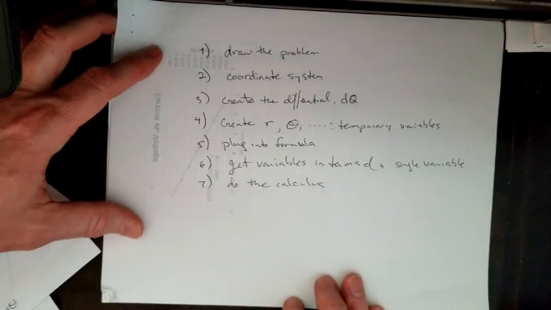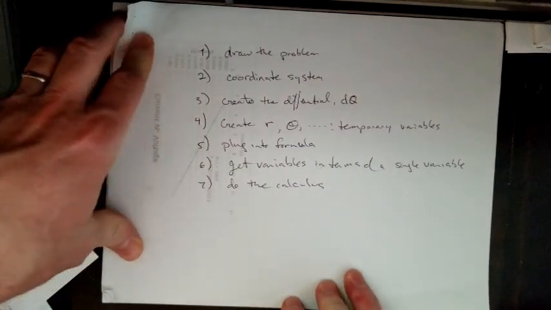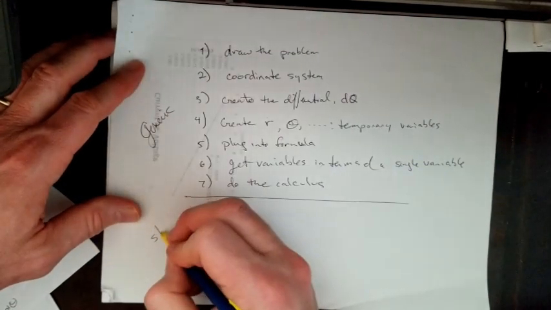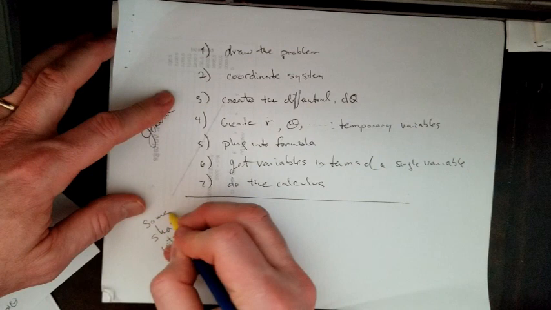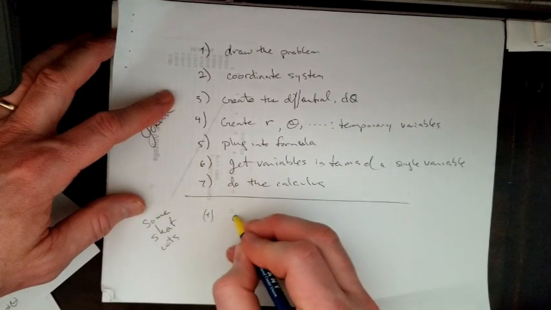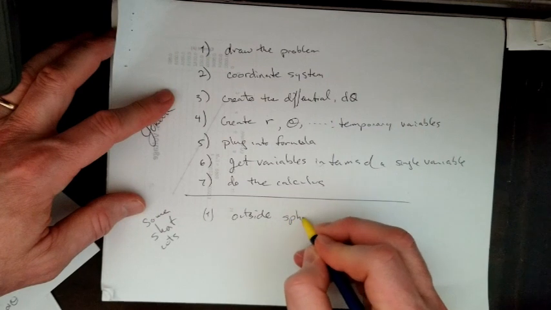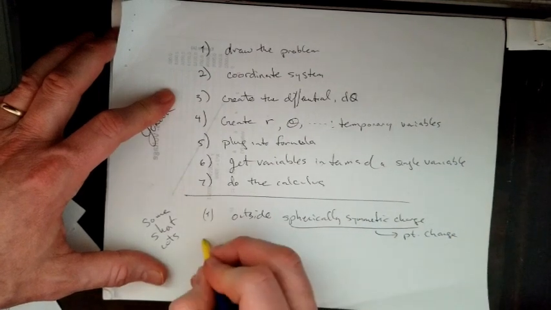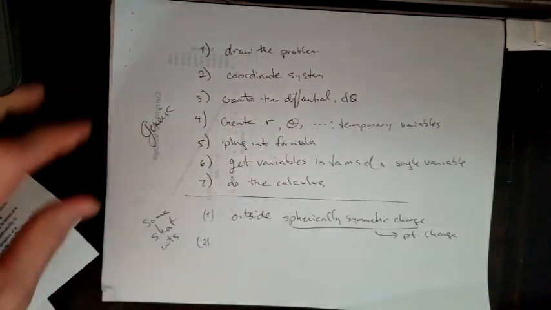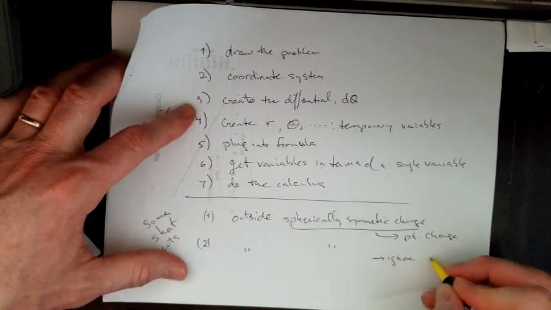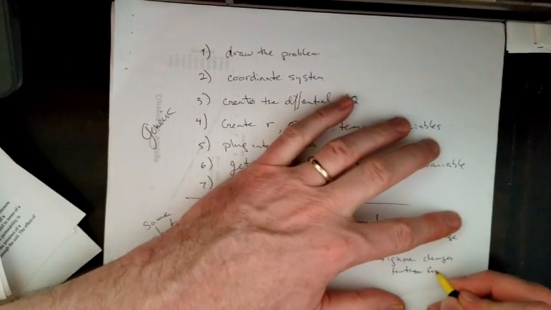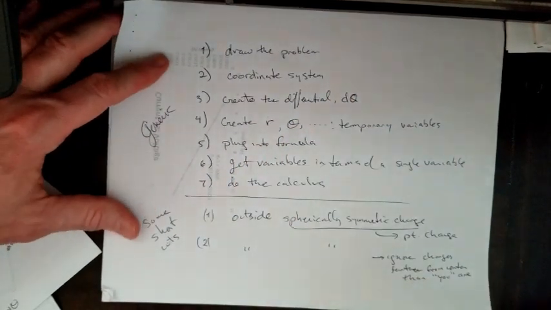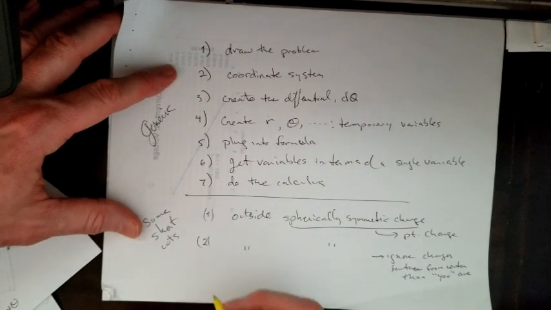Now, there are some shortcuts that can be taken, as we talk about in some of the other videos. So this is generic, and these are some shortcuts. 1, if you're outside a spherically symmetric charge, then you can assume that this is a point charge. That's the nice simplest case. 2, if you're inside a spherically symmetric charge, ignore charges farther from center than you are. It's the point charge, whatever the point in the question is, wherever that point is.